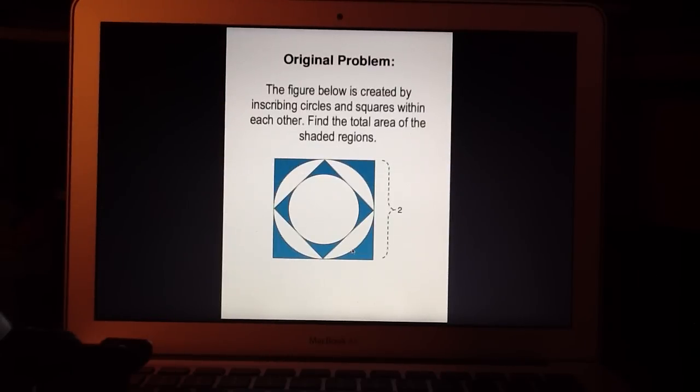The original problem is shown below. The figure below is created by inscribing circles and squares within each other. Find the total area of the shaded regions.